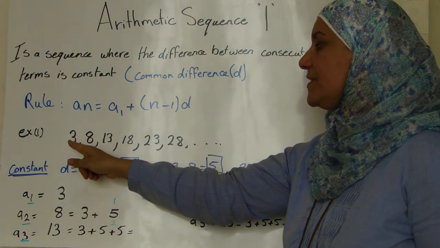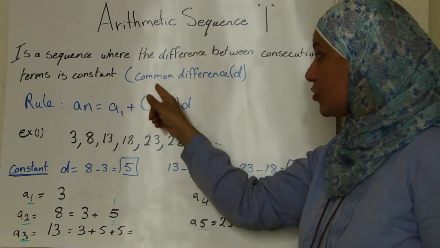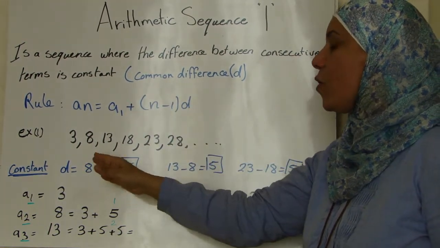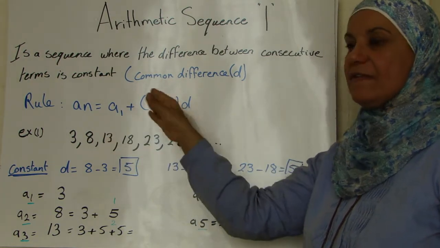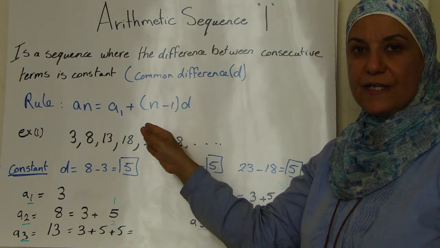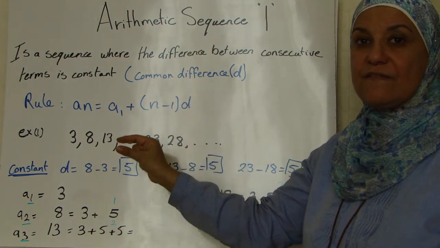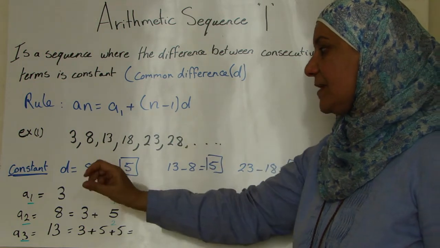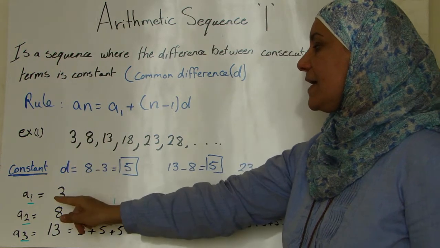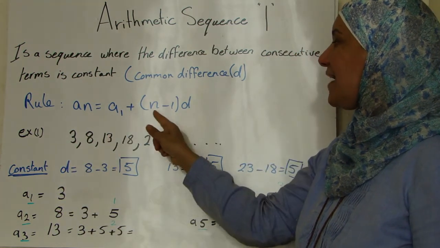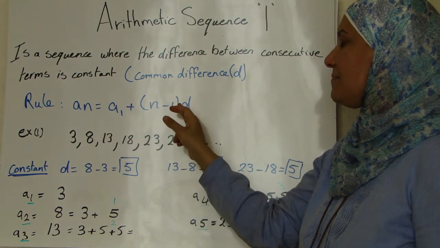Should this difference always be the same? Yes, it should be the common difference, which means they all have to be 5, the same number. You cannot have 5 and then 4 and then 5 and then 4 or 3 or whatever. It has to be constant. Each and every term should have the difference 5. This is my d. And then, what is my first term? a1. Now, how am I going to write this term? a_n equals a1 plus n minus 1 d.